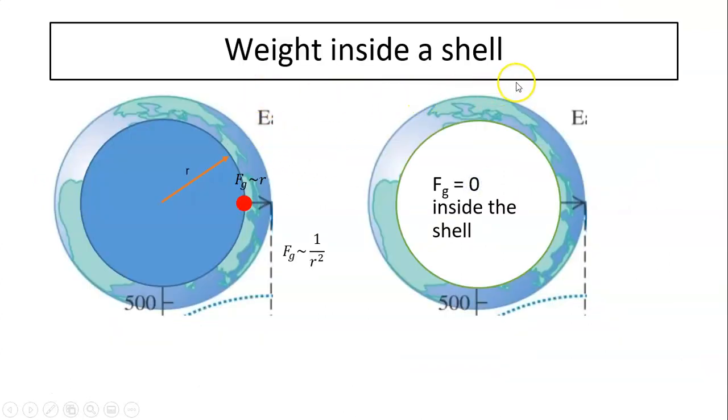Weight inside a shell. So this is weight inside Earth. Inside is proportional to r, outside is inversely proportional to r squared. But what if the Earth is a shell? If the Earth is a shell, Fg equals 0 everywhere inside the shell because there is no mass here. So there is no gravity inside the shell.